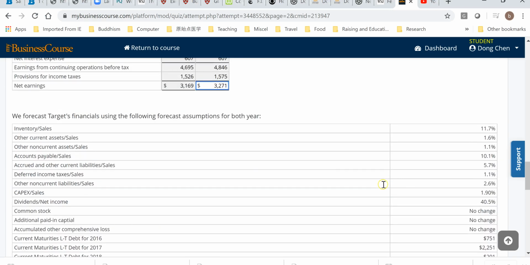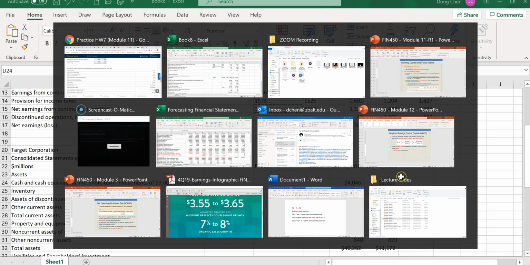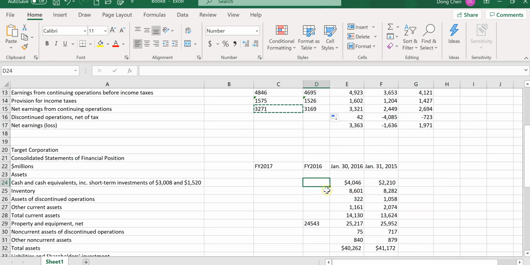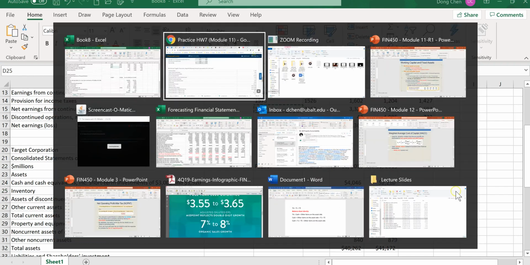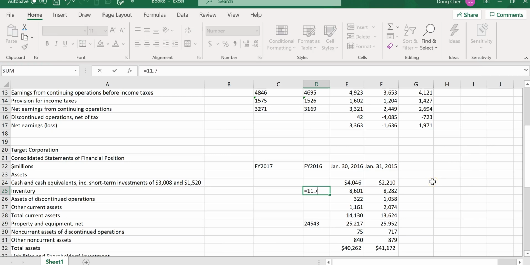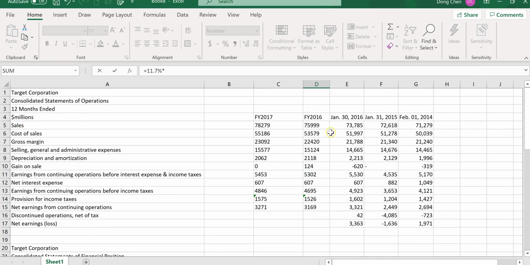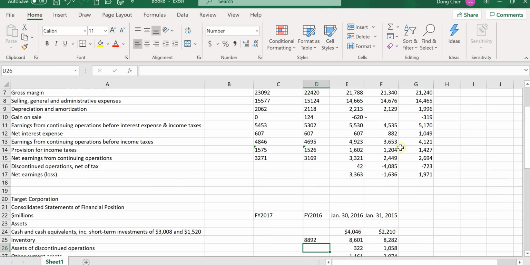So now let's get to the balance sheet. First is cash. Yeah, cash, again, that's a plug variable, right? We leave this alone for now because later on we can figure out this cash based on the balance sheet identity, right? First one is going to be inventory. So inventory divided by sales is going to be 11.7%, and then we simply multiply that by the forecasted sales, and then we can get the inventory, right?